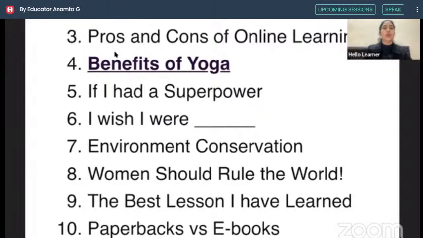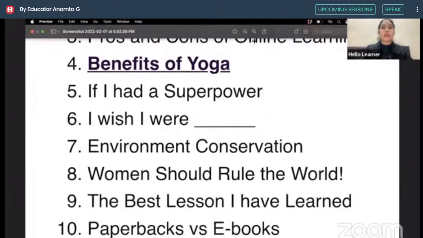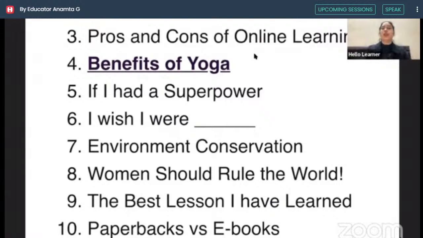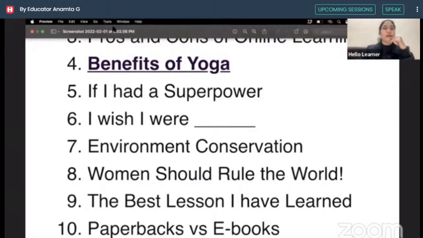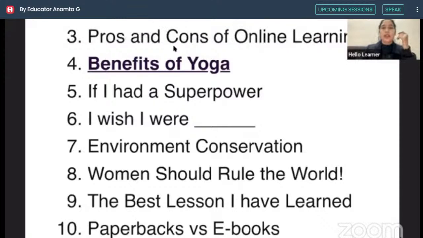Paperbacks versus ebooks. Now, as you all know, what are ebooks? Ebooks are when you can read any book online, and paperbacks are the paper books. So just take one or two minutes to wrap up all the ideas that you can and rack your brain. We'll start in a minute.